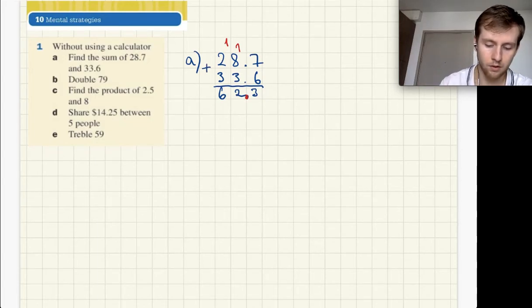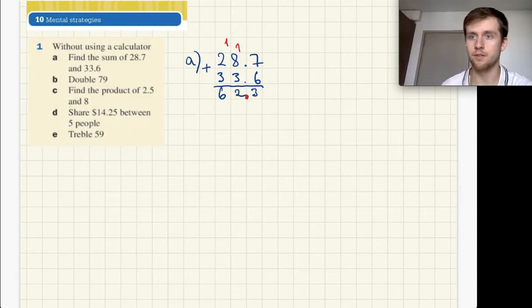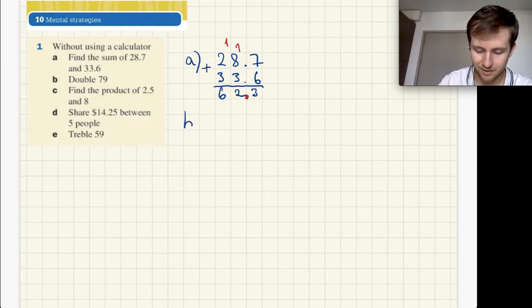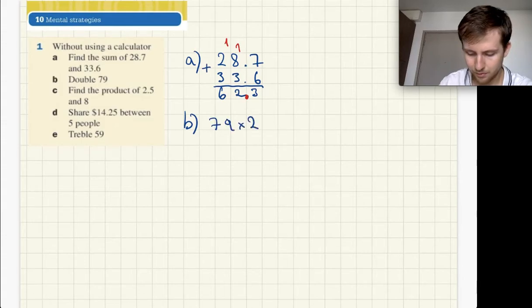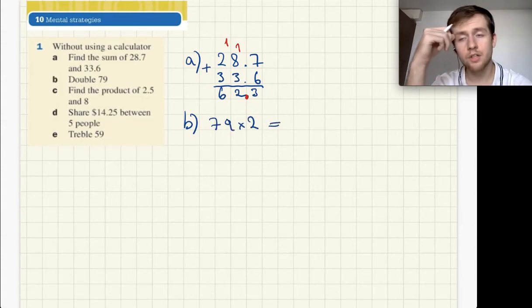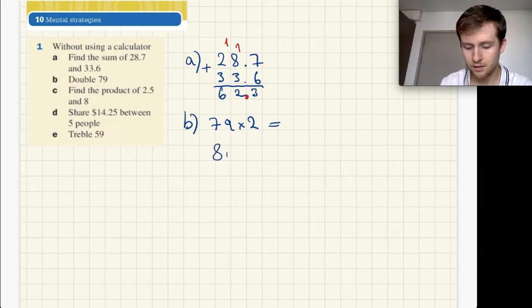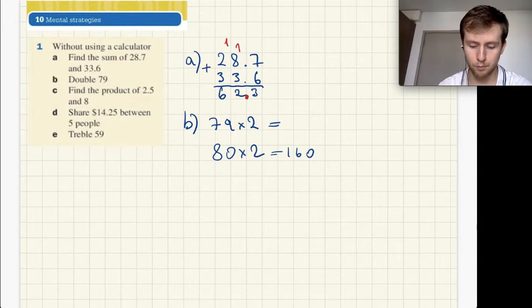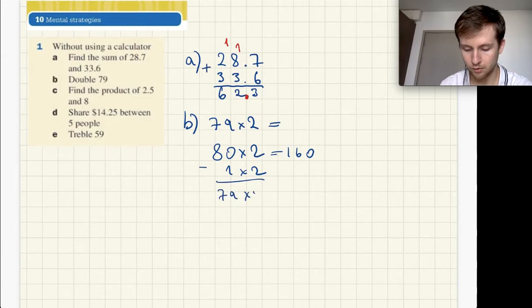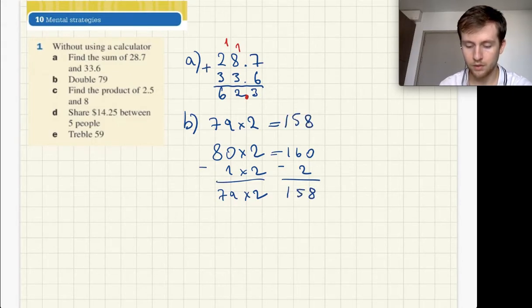Very important thing. Next we have to double, so double means multiply by 2 actually. So 79 times 2. Which is equal to, so there is a couple of mental strategies. The way I prefer to do this is I think about it as 80 times 2. You know, 80 times 2 is 160, right? And if we subtract 1 times 2, we would get 79 times 2, right? So it's the same as 160 minus 2, which would give us 158. That's the method I'm normally using when I do this in my mind.